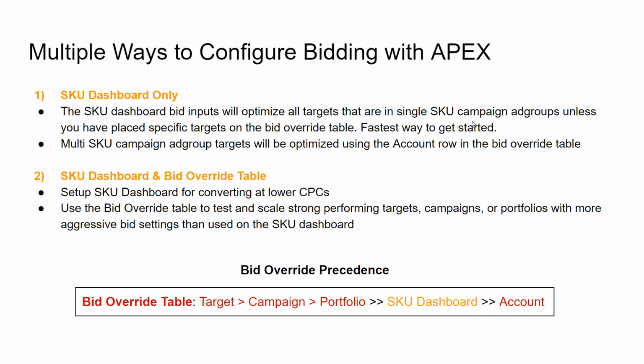I've got the bid override precedence down there again, where we have the option to put targets, campaigns, and portfolios on the bid override table. And then if they're not on the bid override table, you're going to be bidding based on the SKU dashboard. And for anything that's, for example, multi-SKU campaign ad groups, that's going to fall back to the account level.